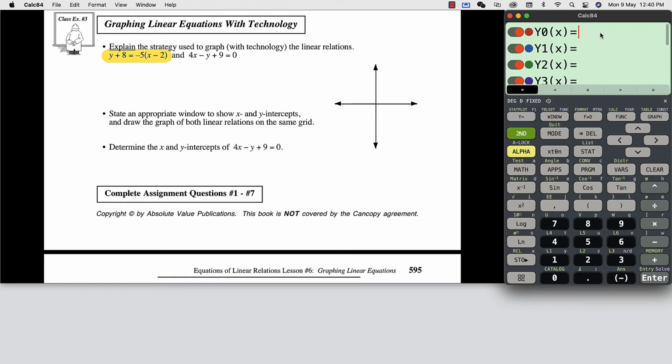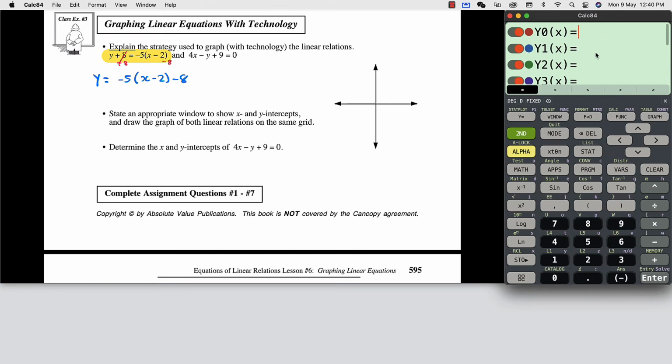It's y plus 8 equals -5x minus 2. Now, all I really have to do is change this into that format. So if I minus 8 from both sides, that's going to eliminate that, leaving me with y equals, which is what I need, -5 times x minus 2 minus 8.